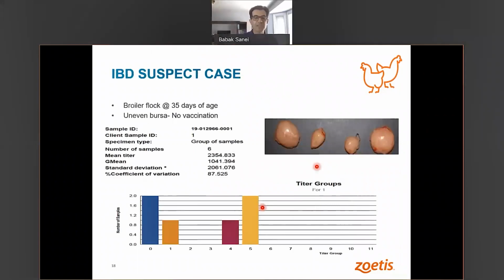The IBD suspect is somewhere in between. So you take a sample here, the serology is there. It's about 2/3.